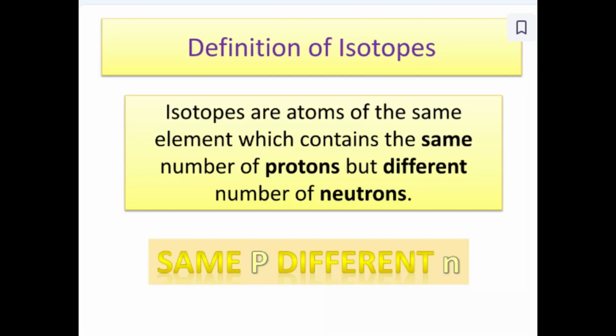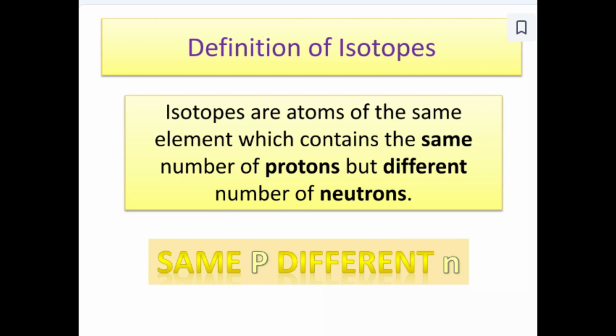Now you will understand the definition better: isotopes are the atoms of the same element. We saw 3 different atoms of the same element, oxygen, which have different numbers of neutrons but the same number of protons. You can also write it this way: the atomic number is the same and the mass number is different, and then it is understood that the number of neutrons is different.